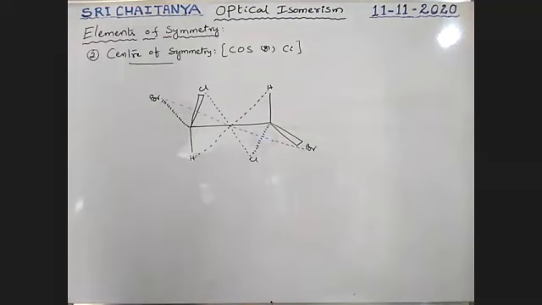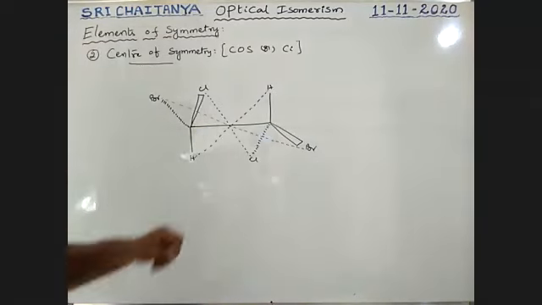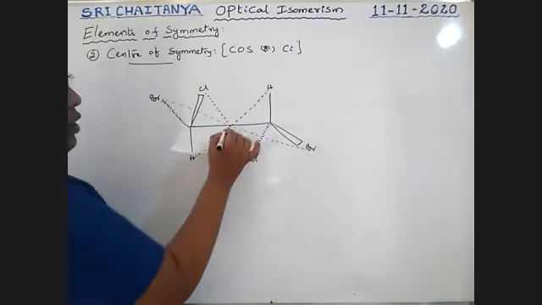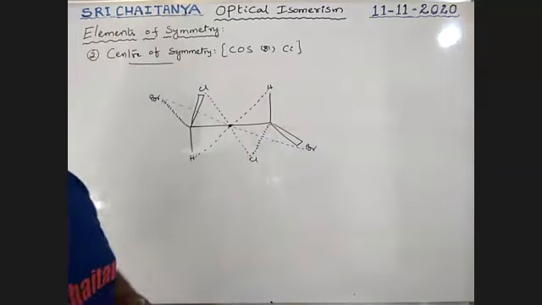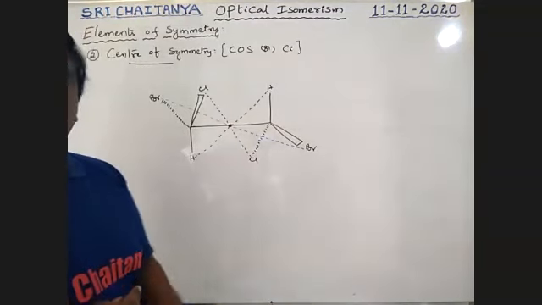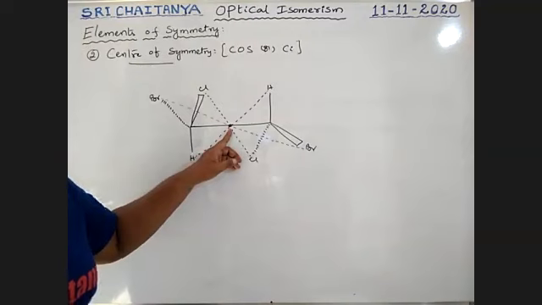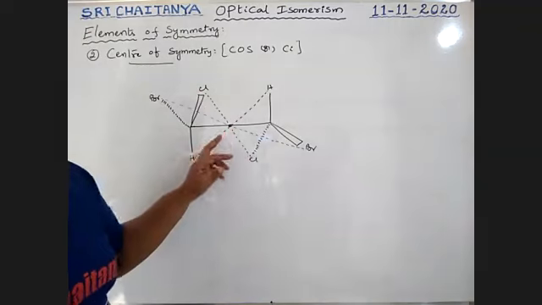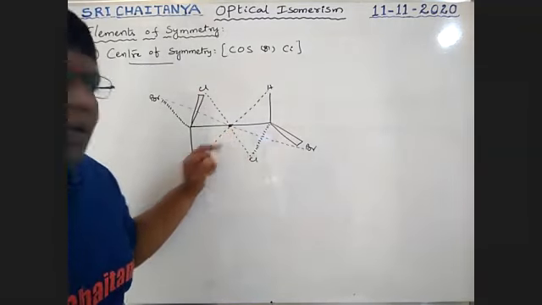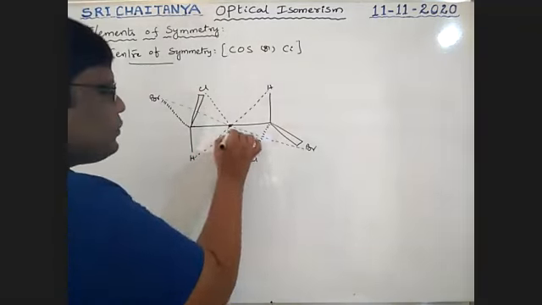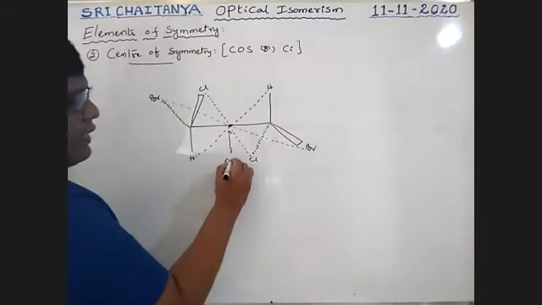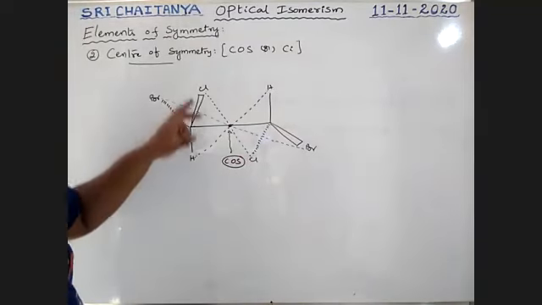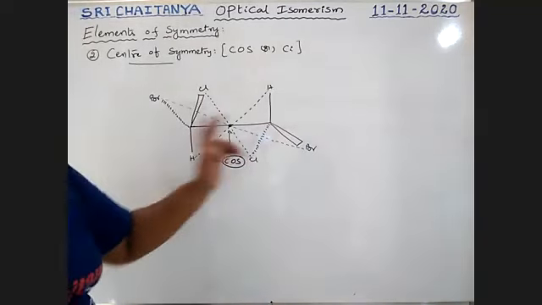So let us observe the lines. All these lines join opposite similar groups, so they cross at a common point. That center where those lines cross, joining identical groups, these dash lines cross at a point in the molecule. This is called the center of symmetry. Boys, these two atoms or groups must be the same.